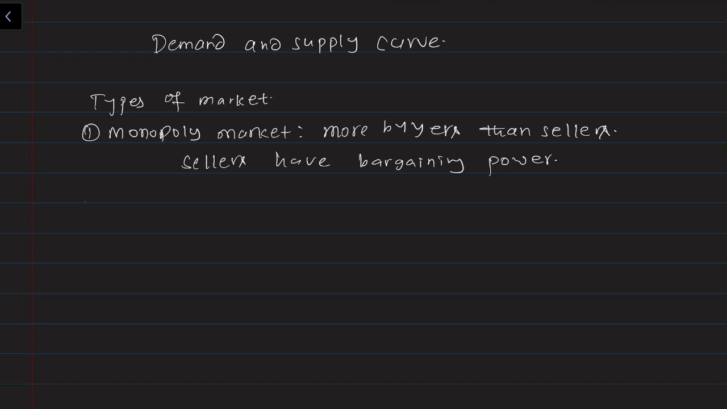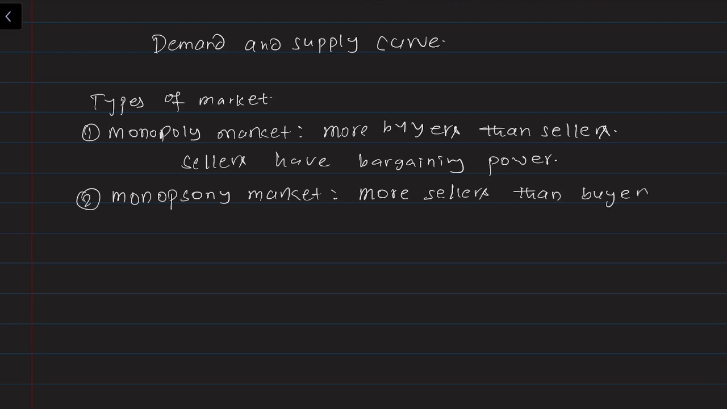Second type of market is quite opposite of monopoly market, which is monopsony market. In this market there are more sellers than buyers. So buyers have bargaining power.